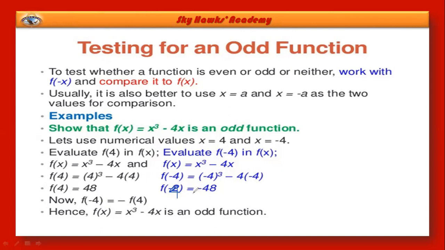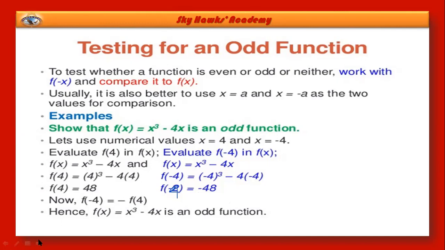That will be, once again, minus 48, and here you have positive 48. So we can say the minus f of x. So minus 4 and this minus is coming out. The only difference is the minus 48 and the plus 48. So that's why this function is an odd function.